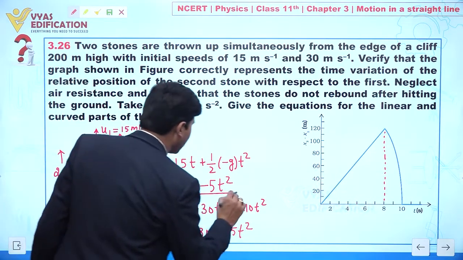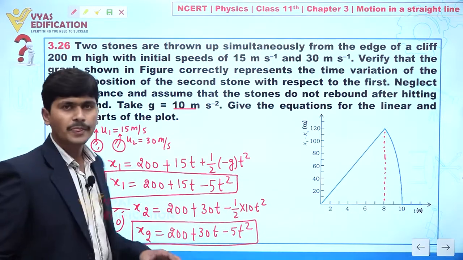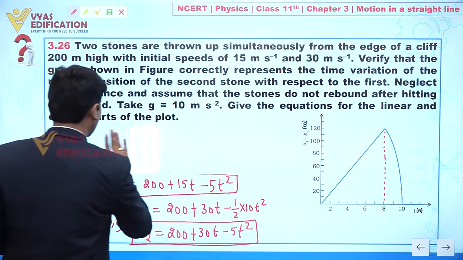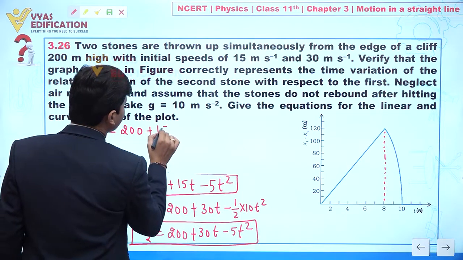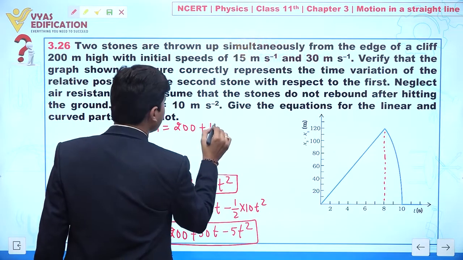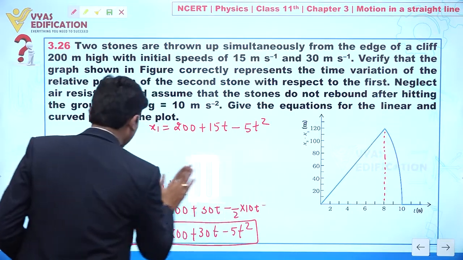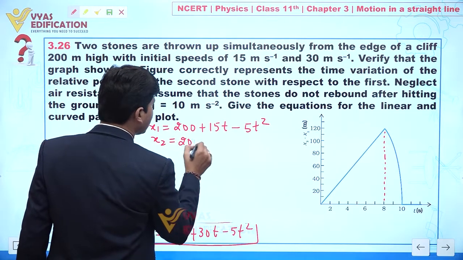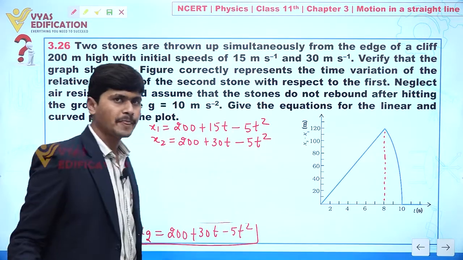So here we are having two equations, this one for x1 and this one for x2. Now I am rubbing all these things and writing here the values of x1 and x2. x1 is equal to 200 plus 15t minus 5t square. And I am writing x2 also. The value of x2 is given by 200 plus 30t minus 5t square.